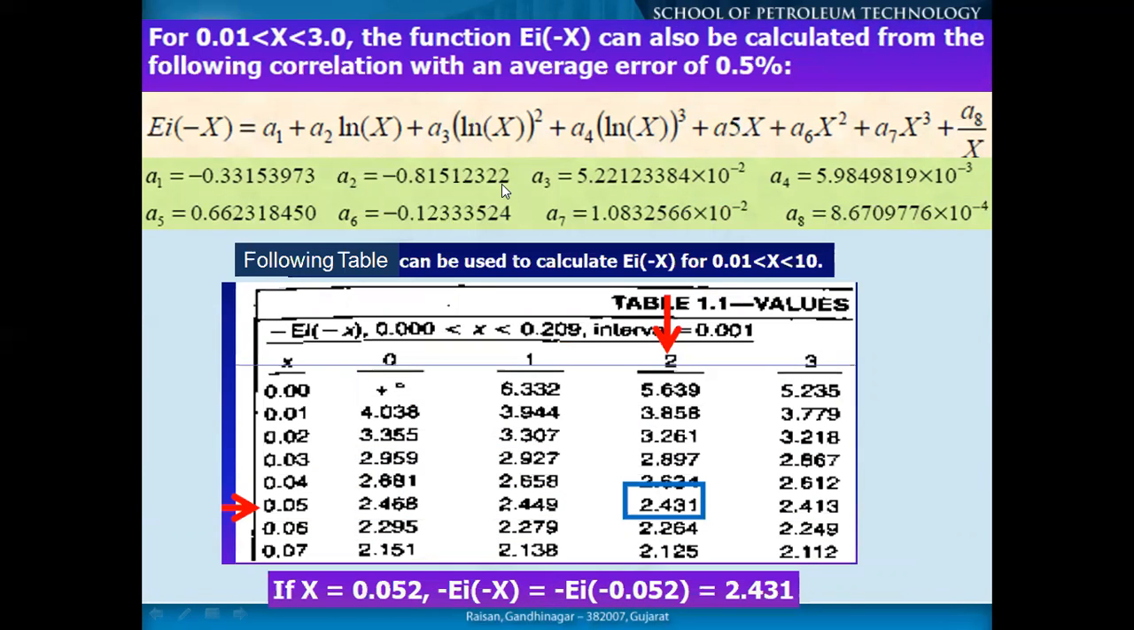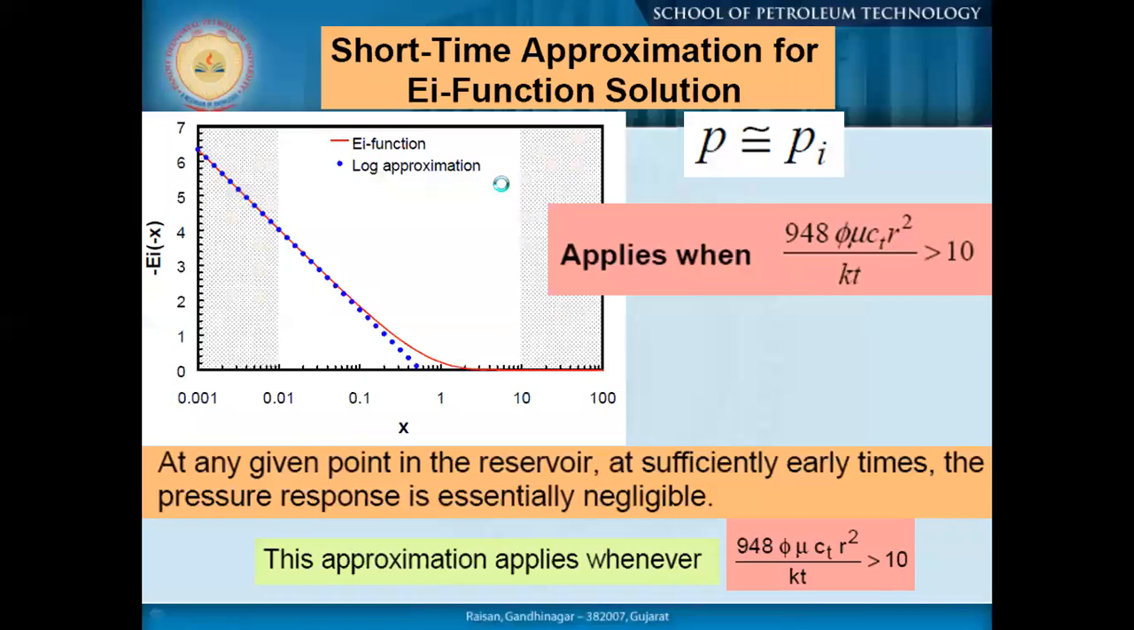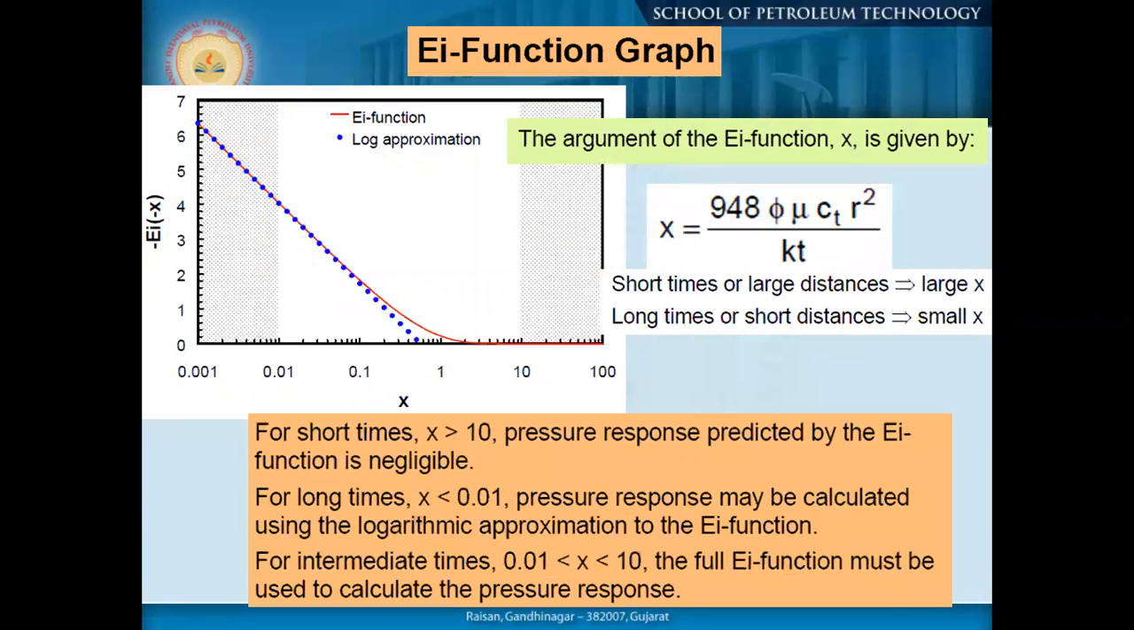For different values of this specific X, we generally follow different approximations. When X is large, that means either you have a short time, meaning t is very small, or maybe your radius is very high, and that time you get a large X value. When X is small, your testing time is more and you have a short distance. So we expand the exponential integral function.